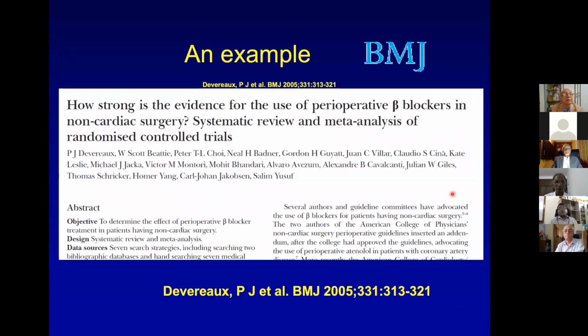So let's look at another paper which was done by a good friend of ours, Dr. P.J. Devereaux, who's a cardiologist from McMaster University in Canada.